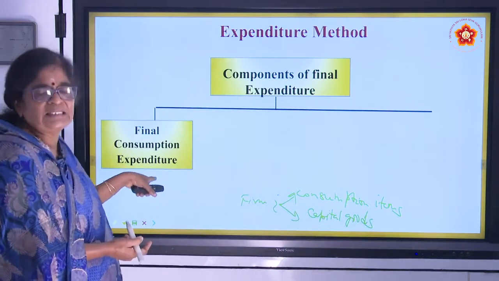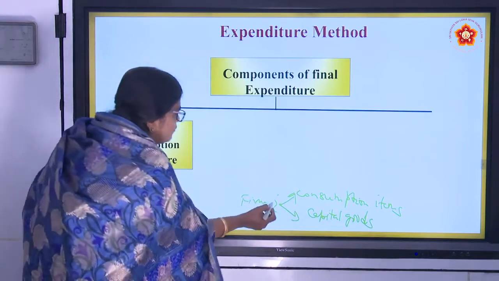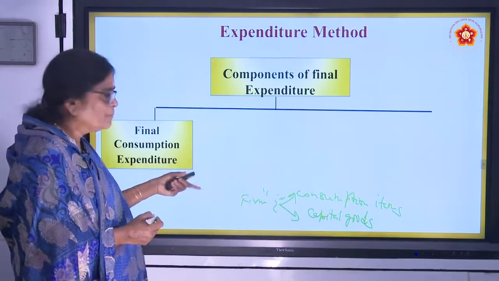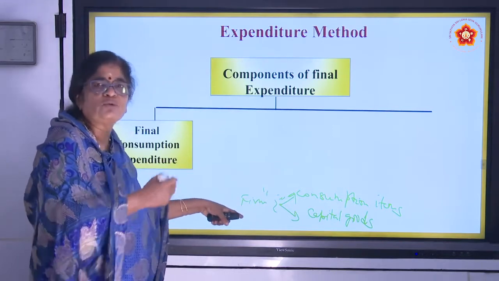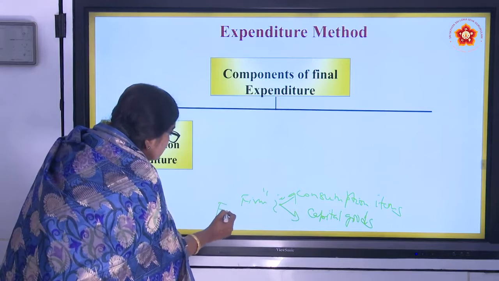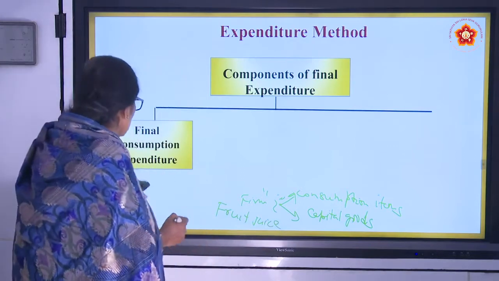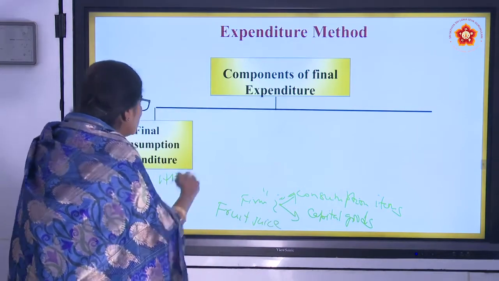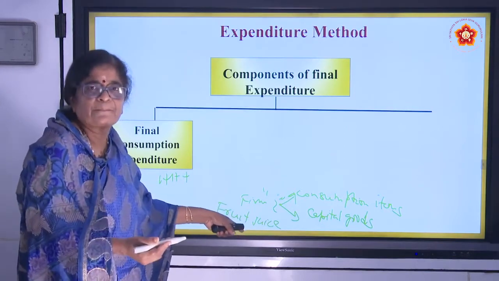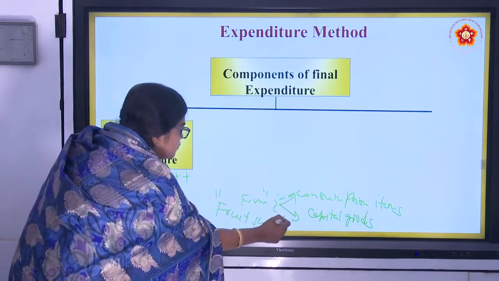This consumption expenditure, in the sense, the main consumers are households. They will consume the household items from firm I. For example, this firm is producing fruit juices, and households will consume the fruit juice produced by firm I. Therefore, households will come here, and also some other firms will consume this fruit juice for their employees or their guests. Big industries will consume these fruit juices from this firm I.